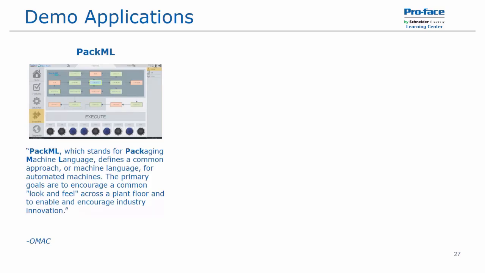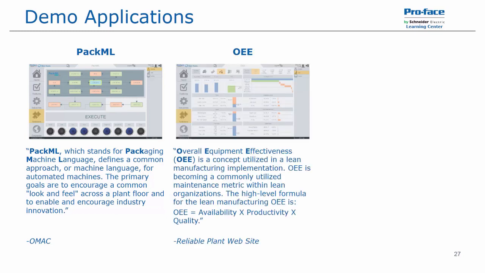We have several demo applications available on our site for download. One of them is for PackML, which stands for Packaging Machine Language, and this defines a common approach or machine language for automated machines. It is a very good application that walks you through how that works, most of the processes or procedures that are used. We have an OEE, which stands for Overall Equipment Effectiveness. This is a concept utilized in lean manufacturing. Essentially it generates and tracks several metrics that tell you how well your manufacturing process or your equipment is operating.